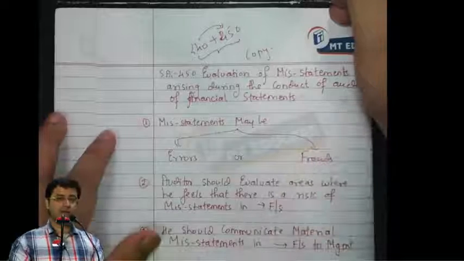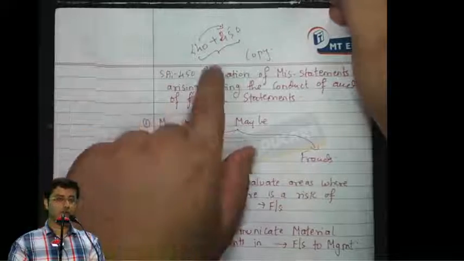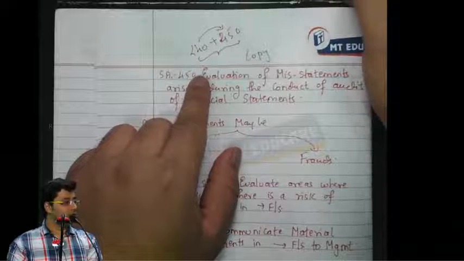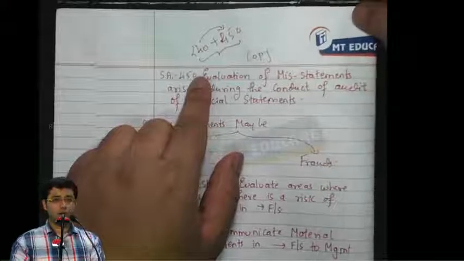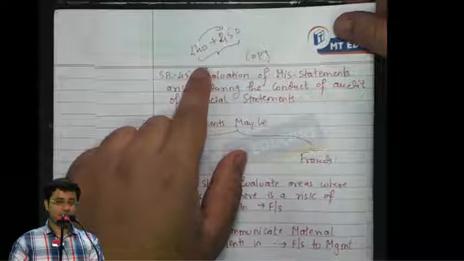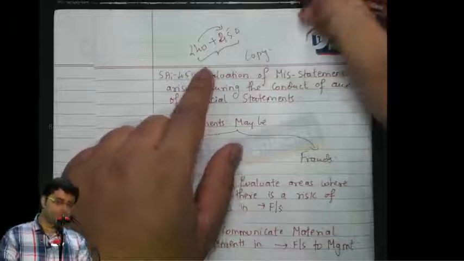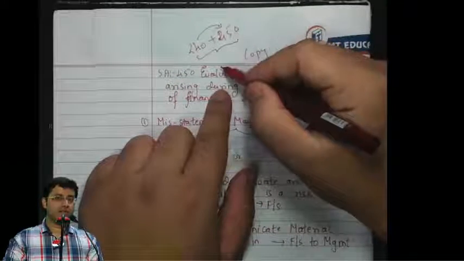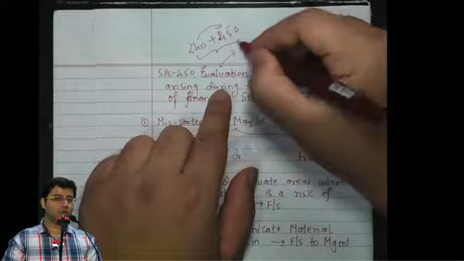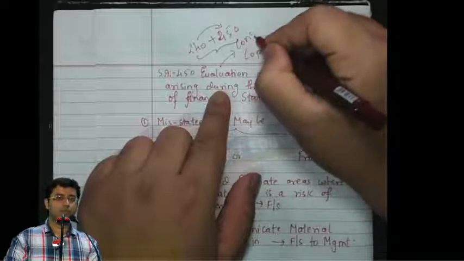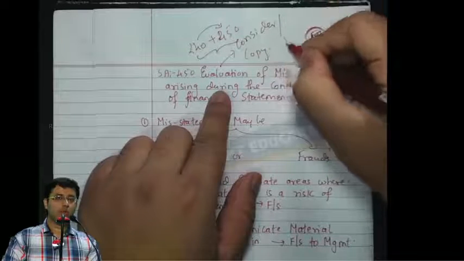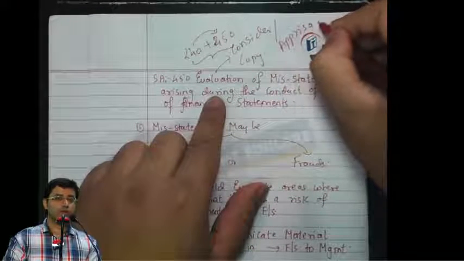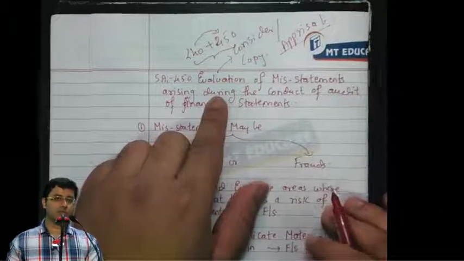But the series is slightly separate. It is 450 and that is 240. I hope you remember what SA240 is, where you had the responsibility as an auditor to see frauds in the audit of financial statements. So it is just an extension of that only. Here the name itself means evaluation. Evaluation means to consider or to appraise the performance. To consider or appraise is called evaluation. When I say appraisal or consideration, that means evaluate.